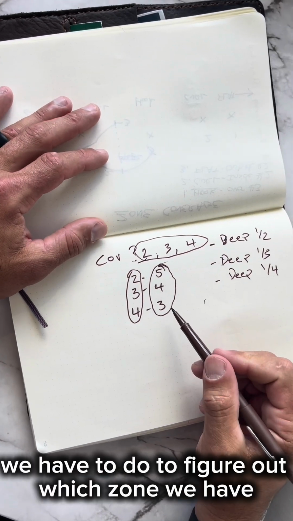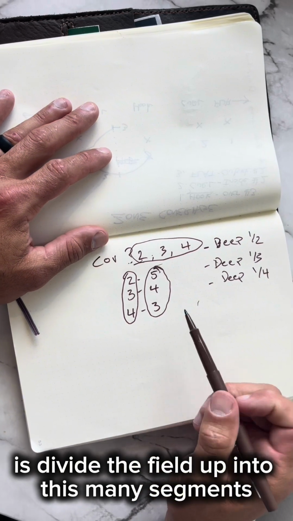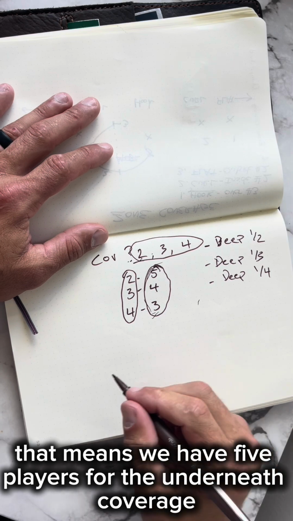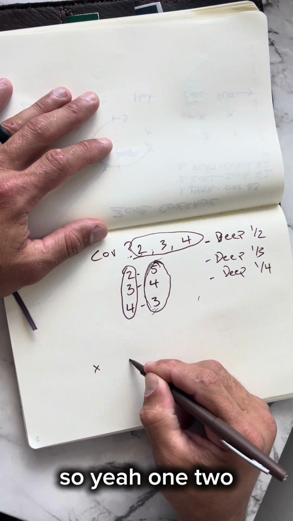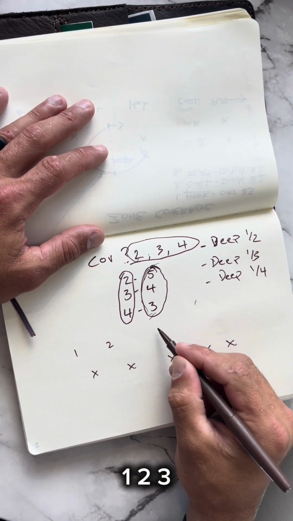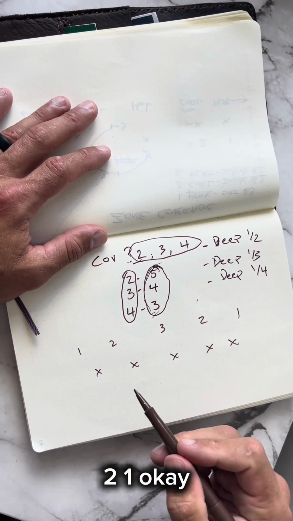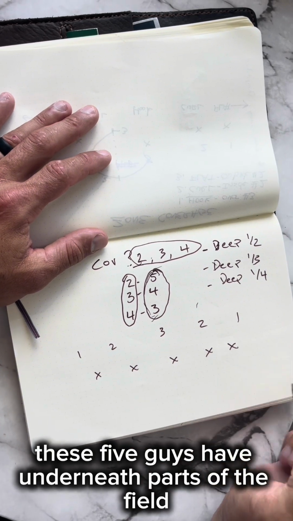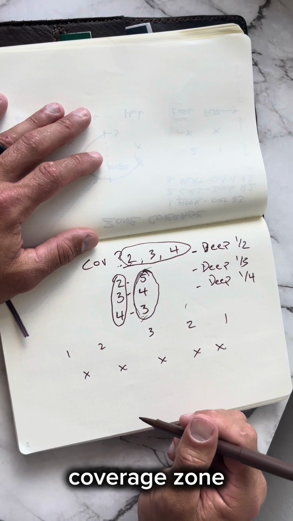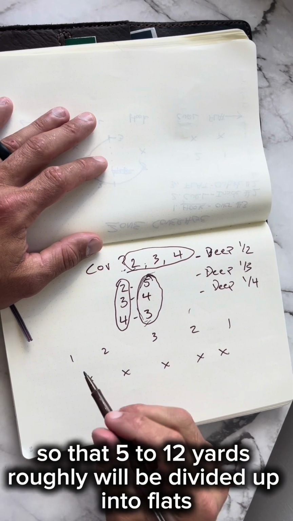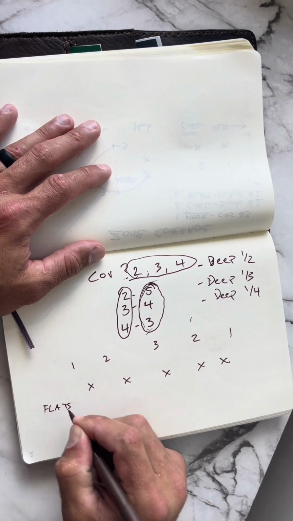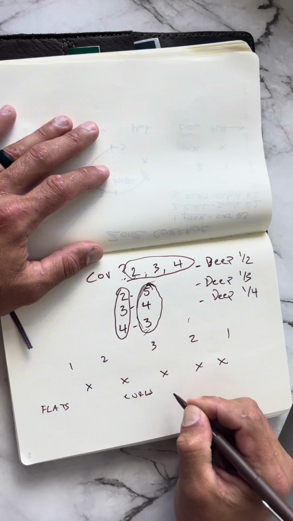Then all we have to do to figure out which zone we have is divide the field up into this many segments. So in cover 2, that means we have 5 players for the underneath coverage. So we got 1, 2, 3, 4, 5. 1, 2, 3, 2, 1. Okay, these 5 guys have underneath parts of the field. Well, I already said that the field is the underneath part of the field coverage zone, so that 5 to 12 yards roughly will be divided up into flats, curls, and hooks.